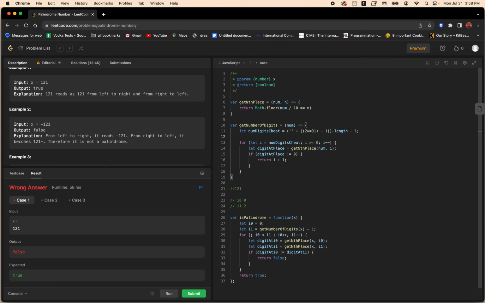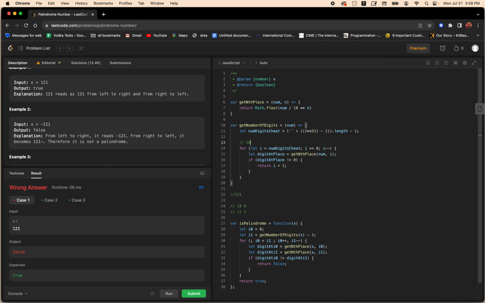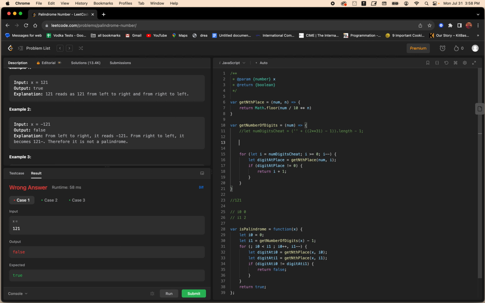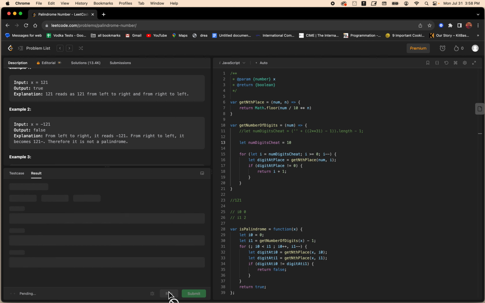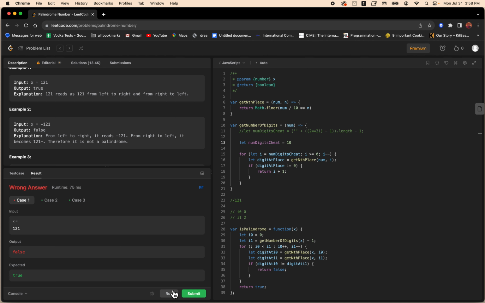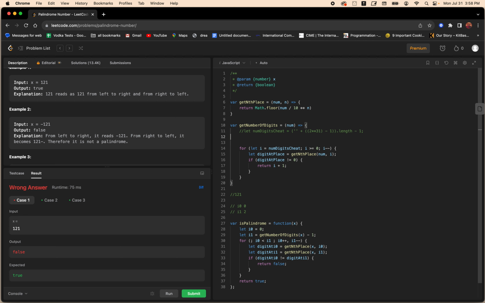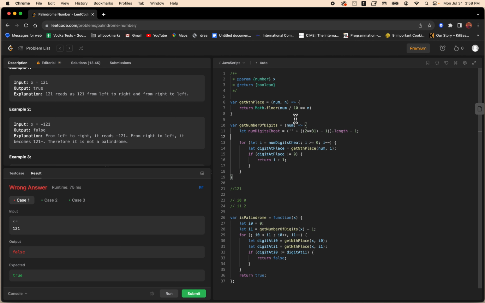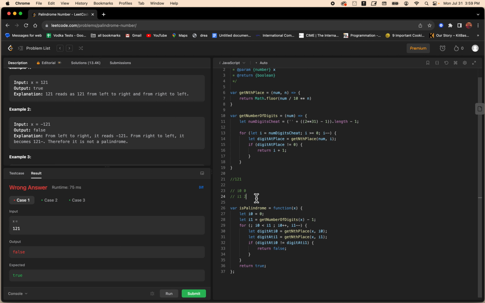Let's really quickly make sure that I didn't screw this up. Let numDigitsCheat equal 10. You know what I mean? Let's see if that fixes it real quick. No, it's not. That's not the problem. Might be this. Okay, hold on. Let's get back to what I was doing.